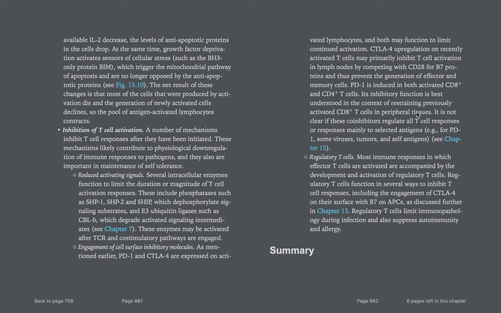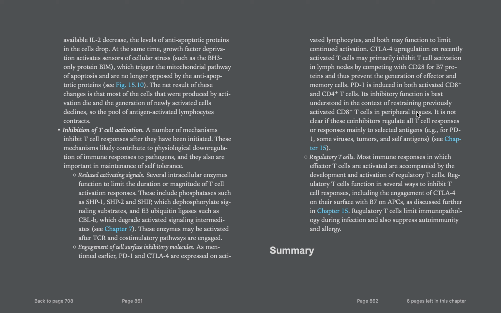Secondly, a mechanism whereby T cell responses decline is inhibition of T cell activation. A number of mechanisms inhibit T cell responses after they have been initiated. These mechanisms likely contribute to the physiological downregulation of the immune response to pathogens, and they are also reportedly regulators of self-tolerance. So there is a reduced activating signal. Several intracellular enzymes function to limit the duration or magnitude of the T cell activation response.